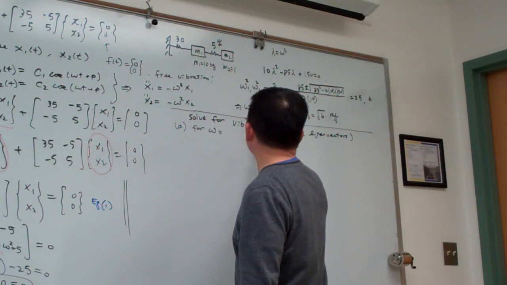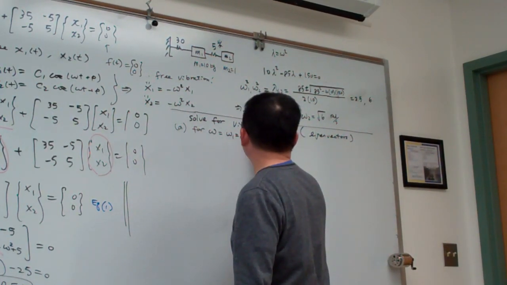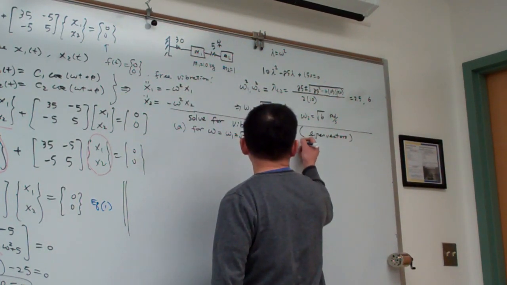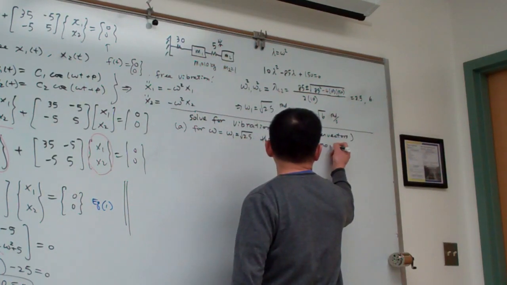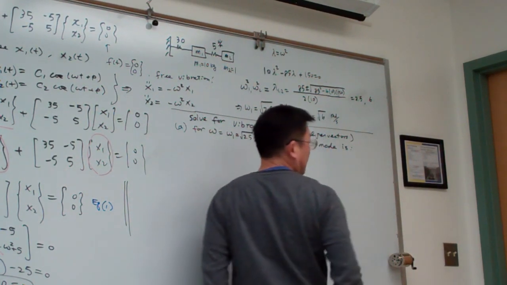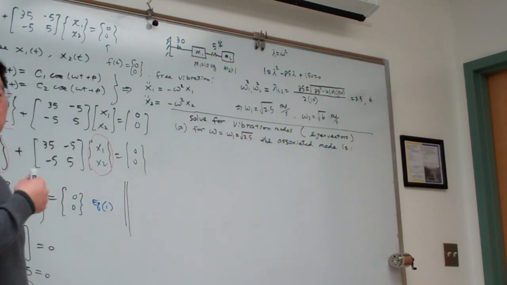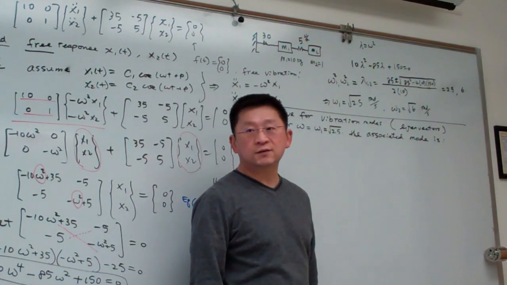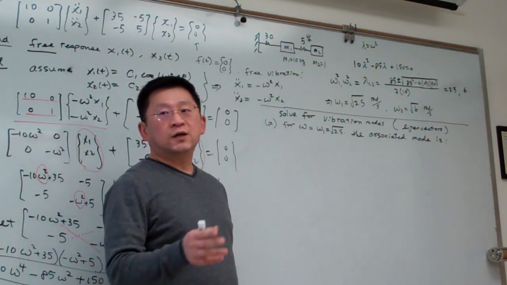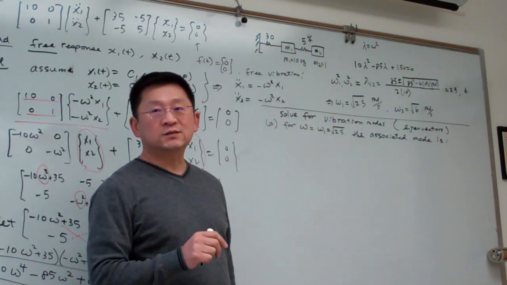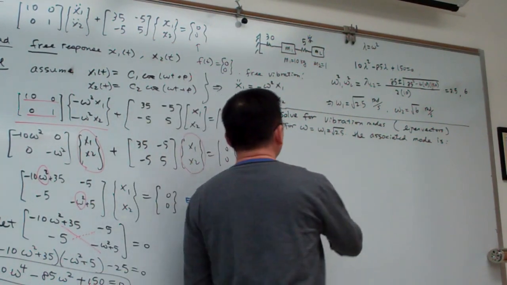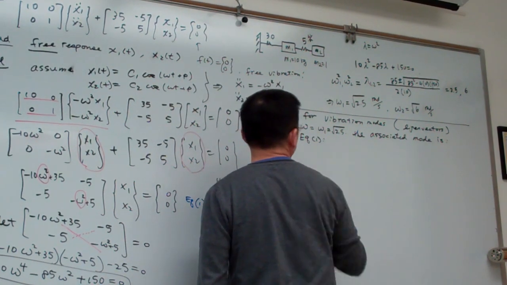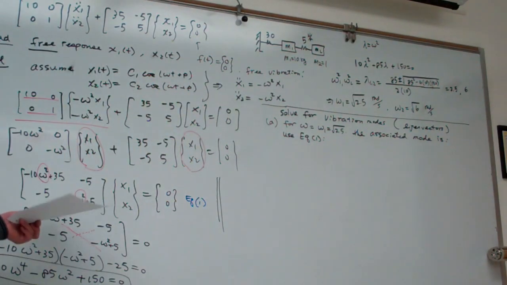So that means for omega 1 equal to 0.5, the associated vibration mode is this, etc. For the second natural frequency, we have the second associated mode. Each mode is associated with each frequency, you shouldn't misuse them. This one is to use equation 1 to solve. Equation 1 is like this.